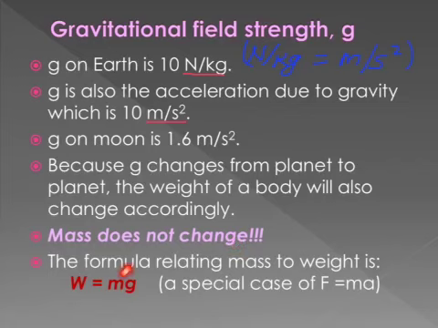The formula relating mass to weight is W equal to mg, which is a special case of the general formula F equal to ma. F is force, in this case the force of gravity. m is still mass. And a is acceleration, in this case the acceleration due to gravity.